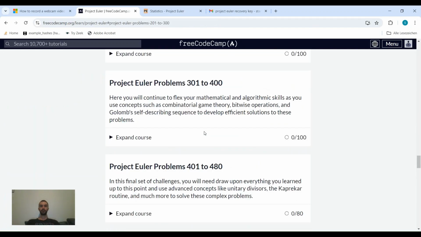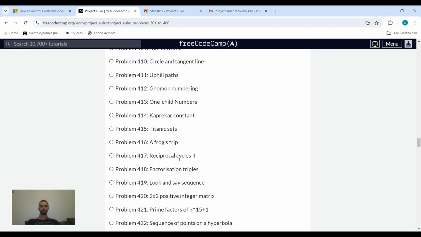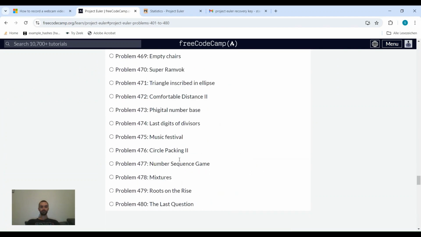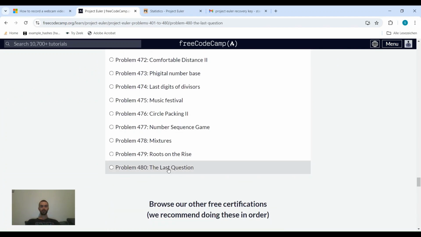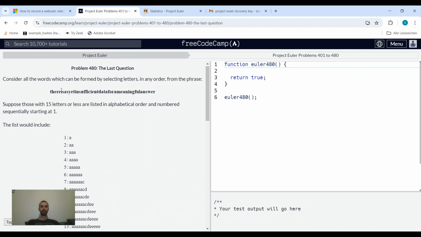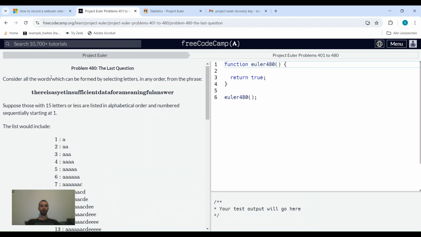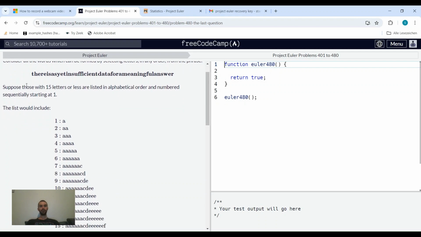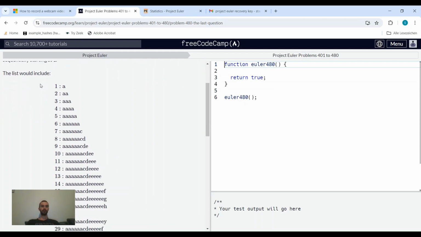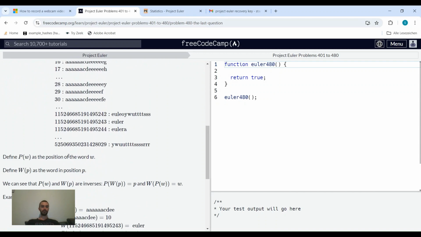But if we look at Project Euler, if we scroll down to the last one, this one, read this. Consider all the words which can be formed by selecting letters in any order from the phrase, blah blah blah. There is as yet insufficient data for a meaningful answer. Suppose those with 15 letters or less are listed in alphabetical order and numbered sequentially starting at 1. The list would include blah blah blah.